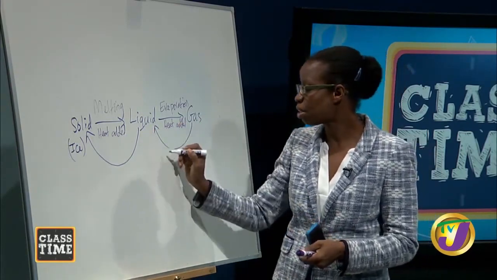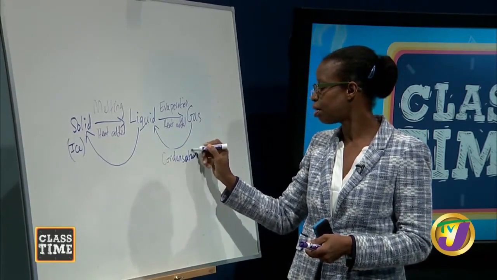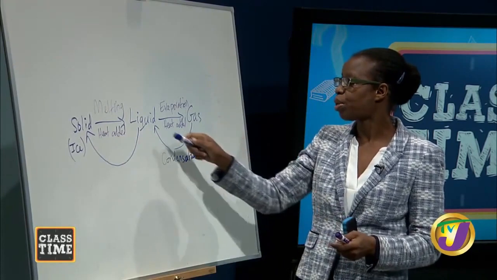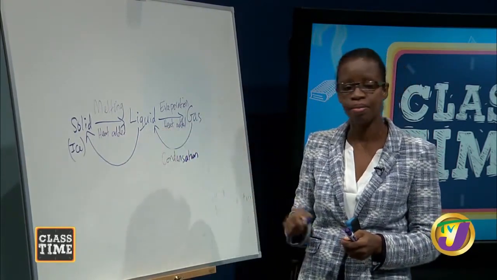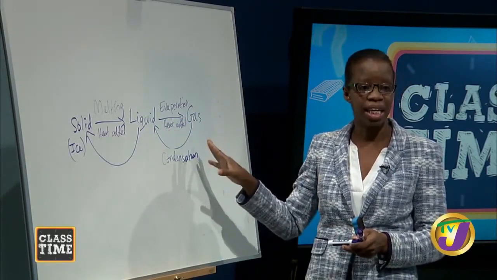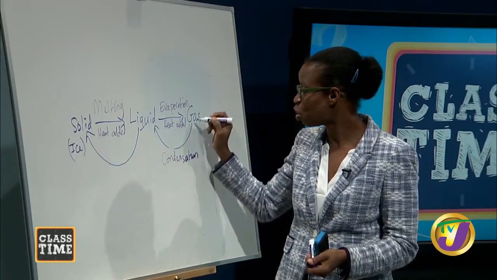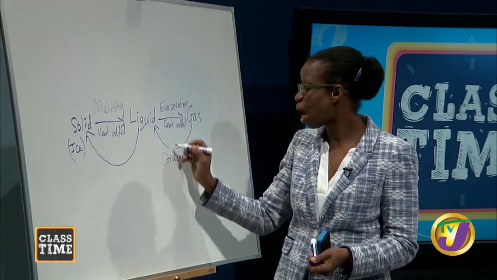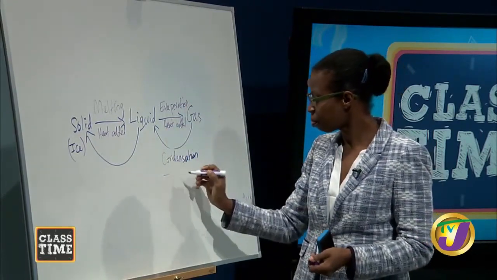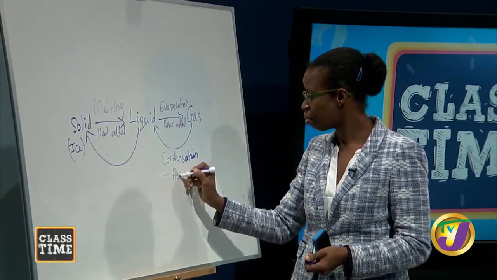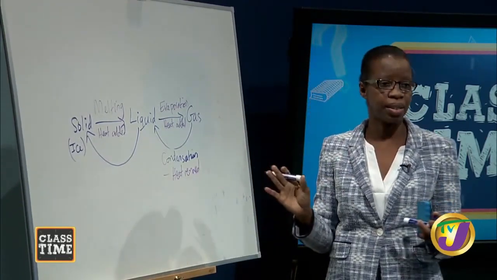So that change from gas to liquid is condensation. What are we doing in terms of heat? Are we adding heat to change from a gas to a liquid? Or are we removing heat? Here we are definitely removing heat. So to move from a gas to a liquid, we are removing heat. Or essentially we are cooling it.